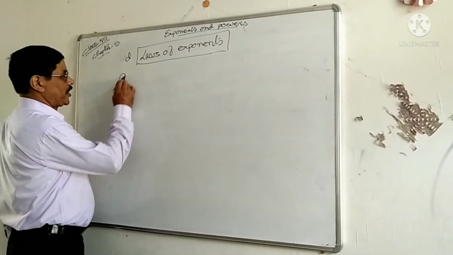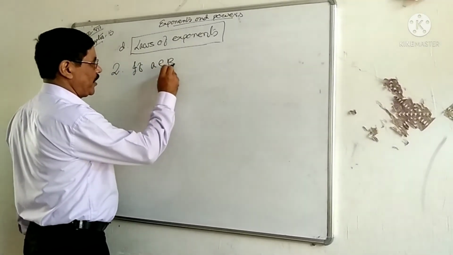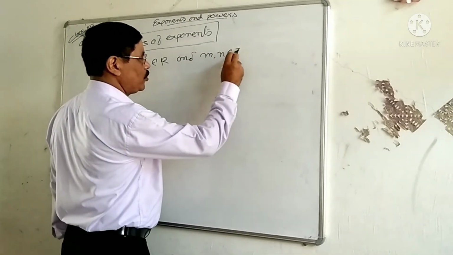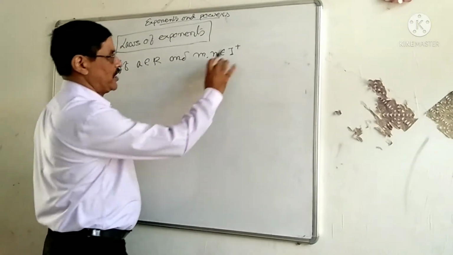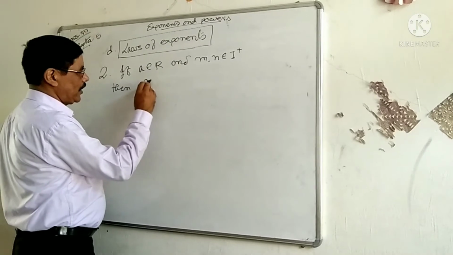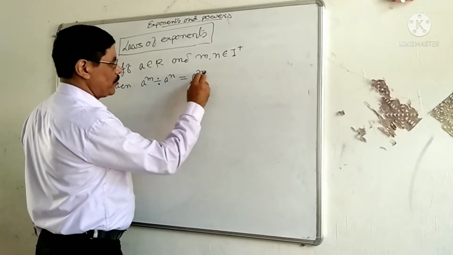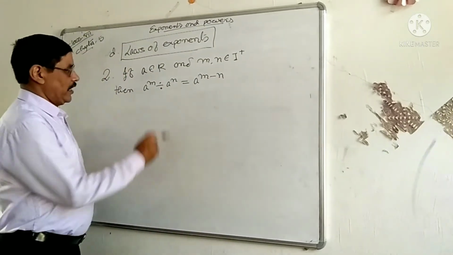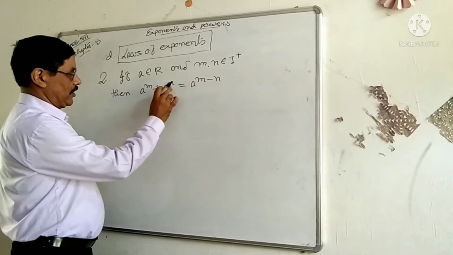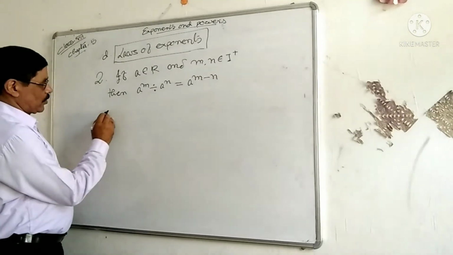The second law of exponent: if a is any real number and m and n are any two positive integers or natural numbers, then by this law, a to the power m divided by a to the power n equals a to the power m minus n. That is, if the bases are equal and the powers are different, in case of division, their powers will be subtracted. Let us take one example.